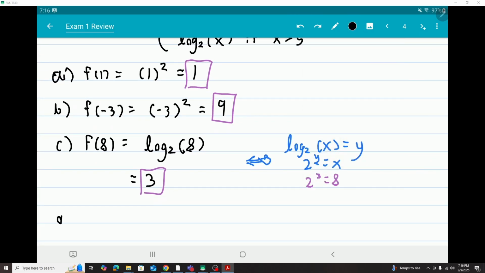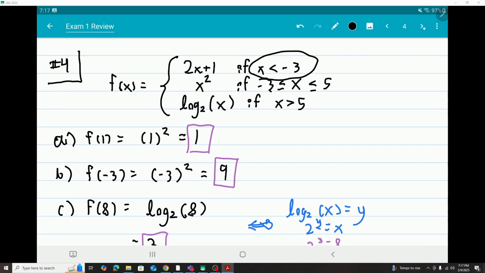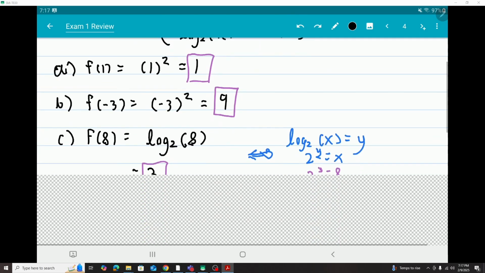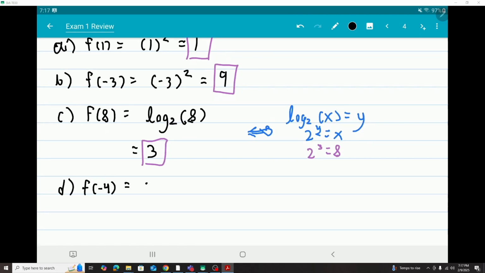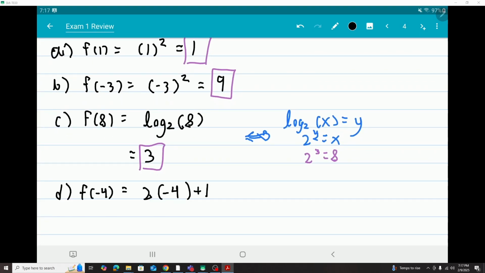All right, and then finally, f of minus 4. So this was put in here to make sure that we were even looking in order, not just going left to right on the number line. So I look up. Negative 4 is to the left of minus 3. It's less than minus 3. So I simply plug that into 2 times x, and then it's plus 1. So that's negative 8 plus 1, which is negative 7.